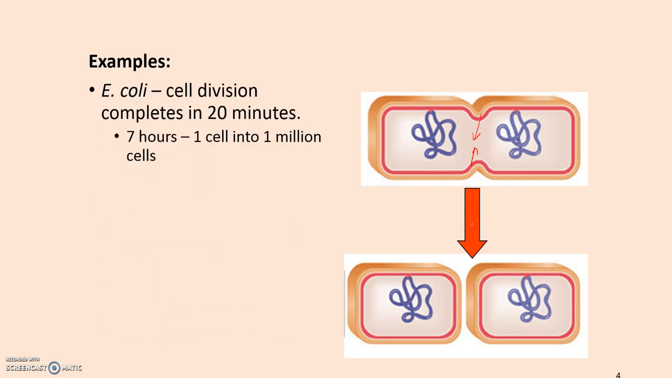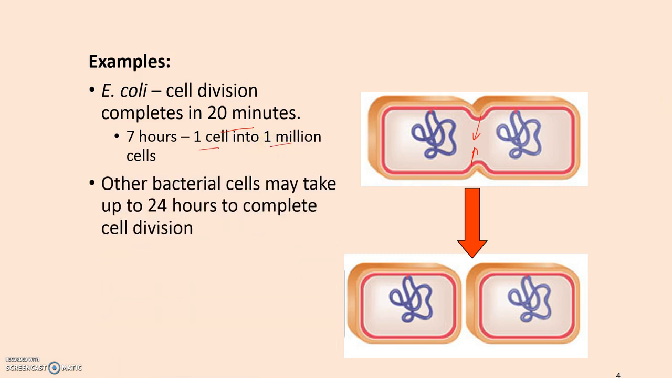Now in E. coli, cell division completes within 20 minutes, very, very fast. So in 7 hours, you can go from one cell into 1 million cells. But there are other bacterial cells that are slower. They may take up to 24 hours to complete cell division. We'll talk about this later in higher classes.